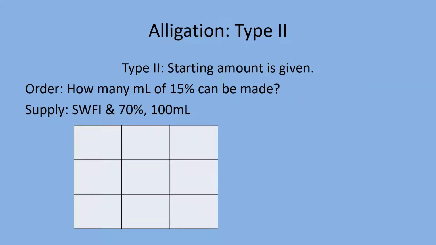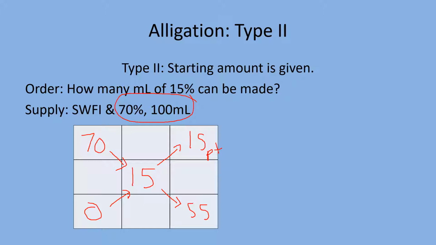So, order in the middle. Supply on the left-hand side. Then you're going to find the difference diagonally across. And now you're going to match up this volume. So, I got 15 parts and I got 55 parts. Where does the 100 mL go to? So 15 parts equals 100 mLs. What would 55 parts equal?